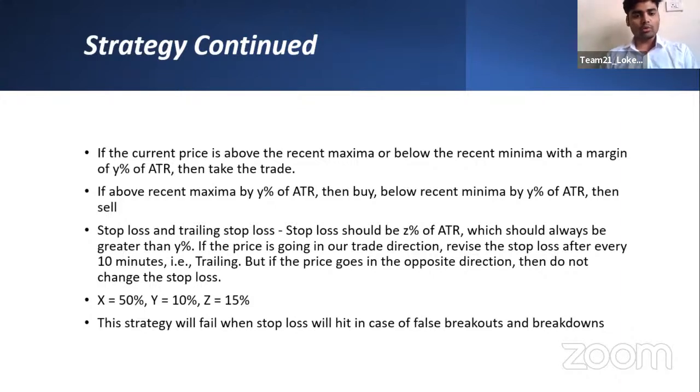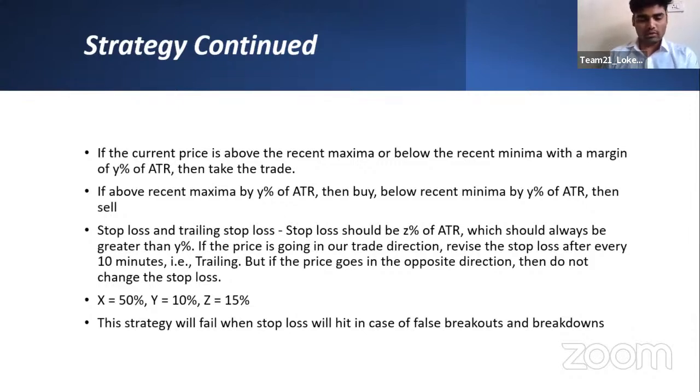And again, the trailing stop loss comes in. So there is no point in doing just a normal stop loss in this strategy. The trailing stop loss would be Z% of the ATR at the current price. And obviously, it should always be greater than Y%, because many times stocks go and retest the previous level. As usual, the trailing stop loss will be revised after each 10 or 15 minutes. Here we are going with 10 minutes. This price is going in our direction.